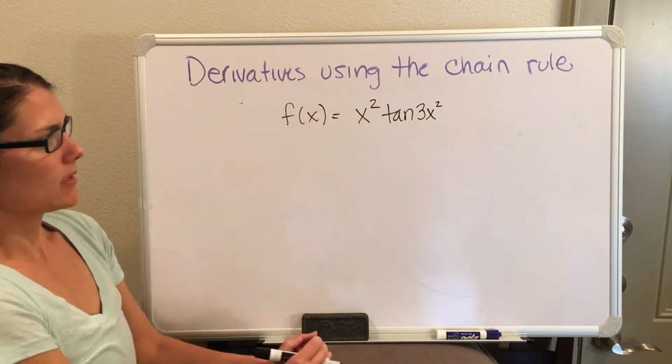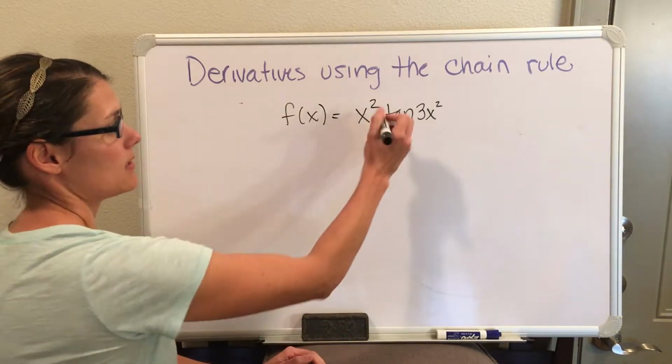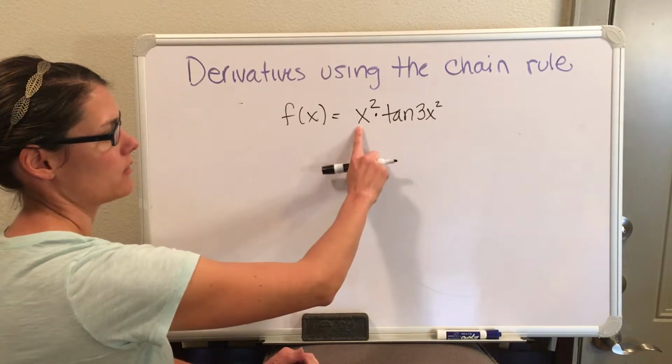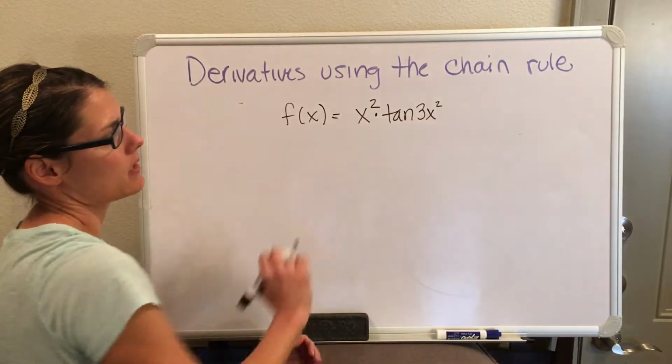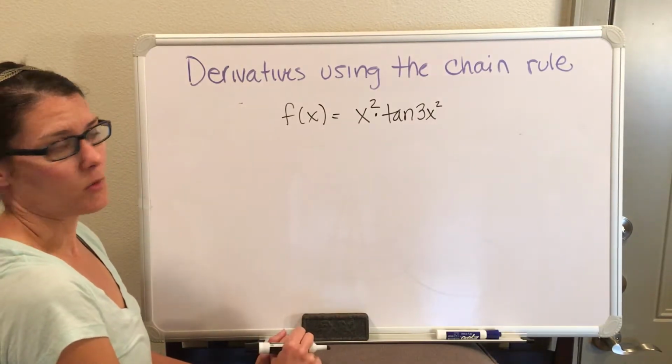Here we have x squared times tangent of 3x squared. And what you need to realize is that this is originally a product. We have two functions. We have x squared as the first function. We have tangent of 3x squared as your second function. Now I'm going to start doing the product rule.